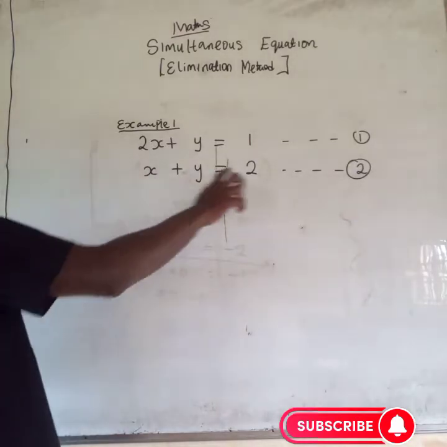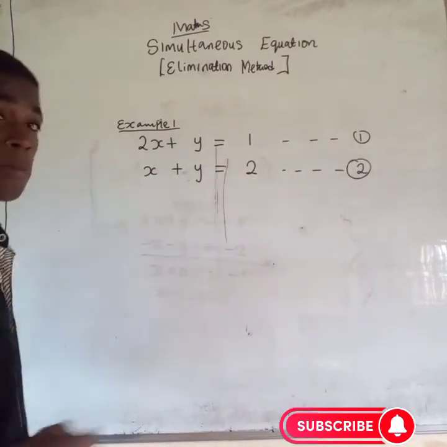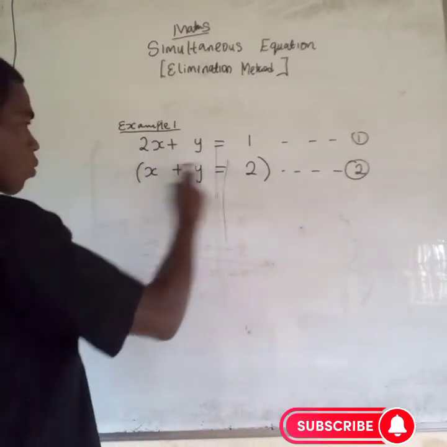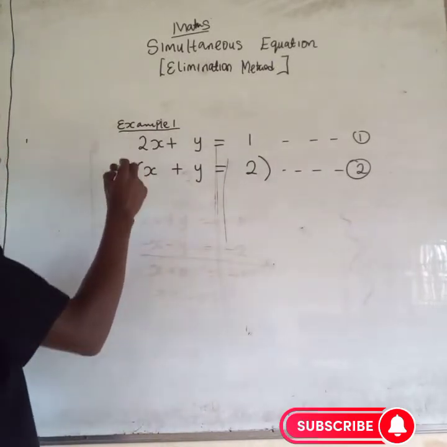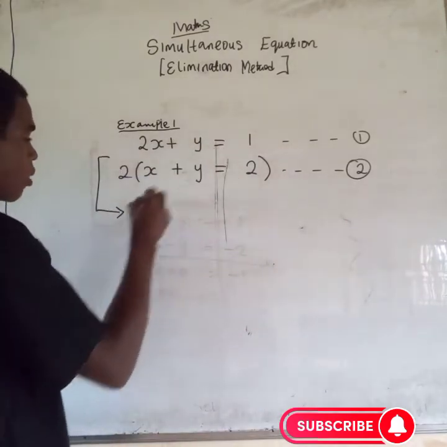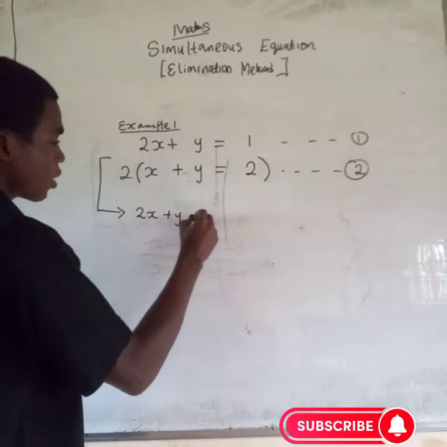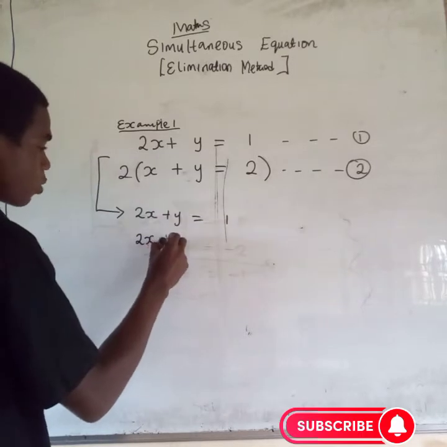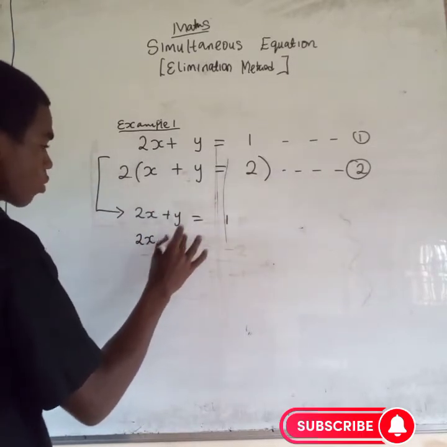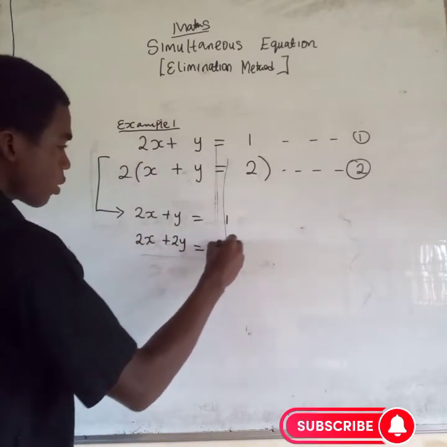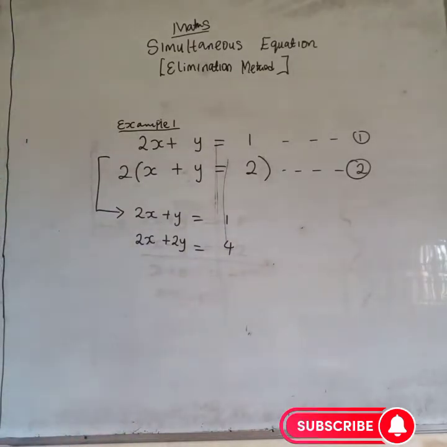So what do we do? We multiply through by what? By 2, is it not? So when we multiply through by 2, so that this coefficient of x will be equal to this, we multiply through by 2. When we multiply through by 2, what we have here now becomes, remember this is normal, 2x plus y is equal to 1. Then 2 times this becomes what? 2x, right? We already have plus. 2 times y is what? 2y. Is it not? Then 2 times 2 is equal to what? 4. Now we discover that the coefficients are equal. We have 2x here and we have 2x here.